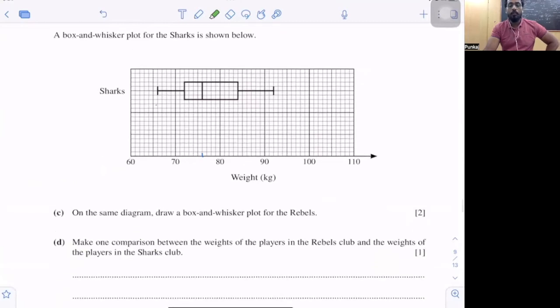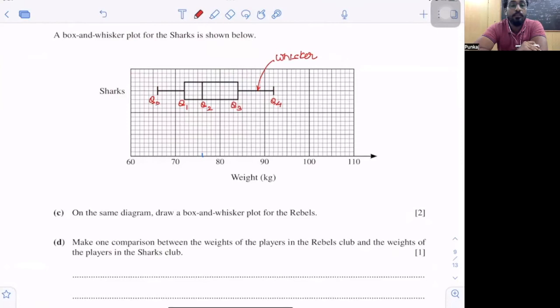So a box and whisker plot for the sharks is shown below. Can you see the box and whisker plot? You are already aware of what a box and whisker plot is. There is a box in between, then there is one vertical line inside the box which gives you the median, okay, and then you have the whiskers. This is called a whisker. This value is your first value, that's q naught. This is your first quartile, this is your second quartile, which is your median as well. This is the third quartile, q3, and that's q4.